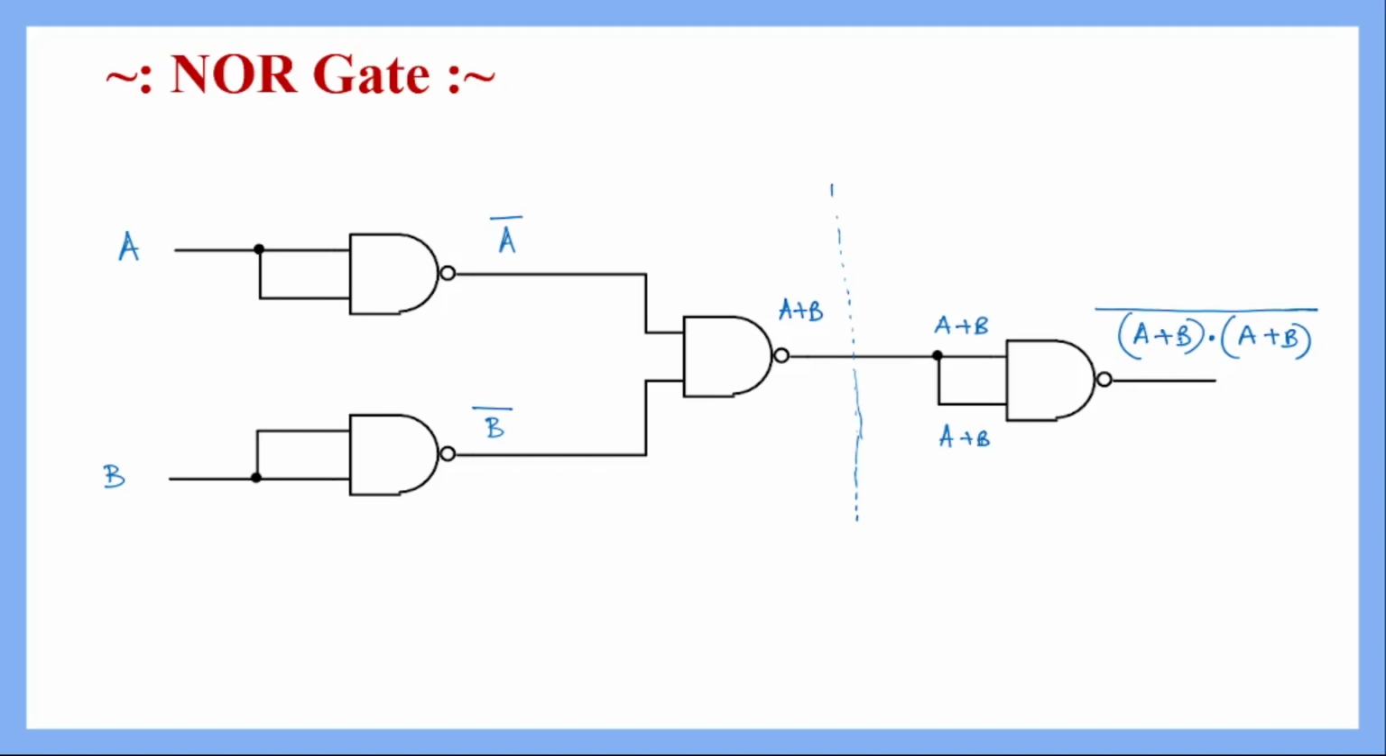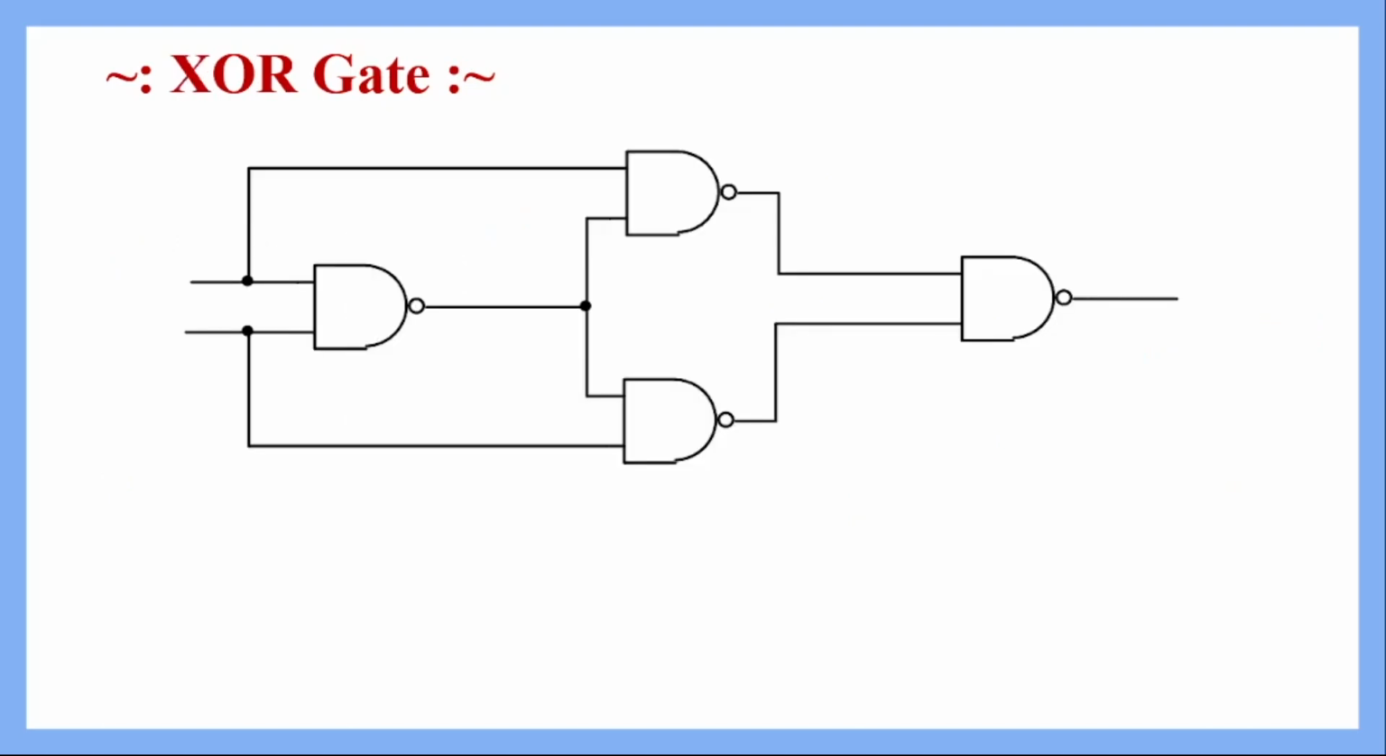Now a plus b and again a plus b, between them we are performing the AND operation. So it will finally be a plus b only, and then we have this complement. So it will be a plus b complement, and what is that? That is the NOR operation, a two-input NOR gate.